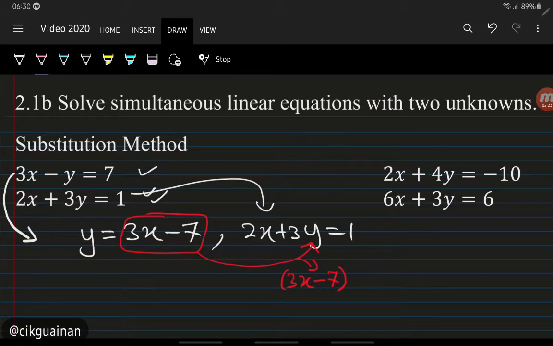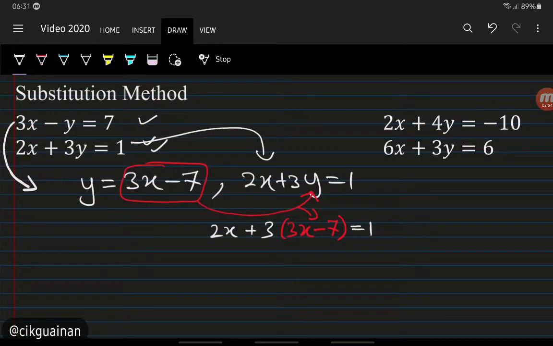Please make it a habit: when you substitute an expression, an equation, into another, make sure what you substitute goes in along with the bracket like this, 3x minus 7 in a bracket. Otherwise you will make more careless mistakes. It's not that you don't know, but you tend to make more mistakes without realizing it. Next thing you know, your answer is not the same as your friend's, and you wonder what's wrong with your calculation. Don't want that, waste of time.